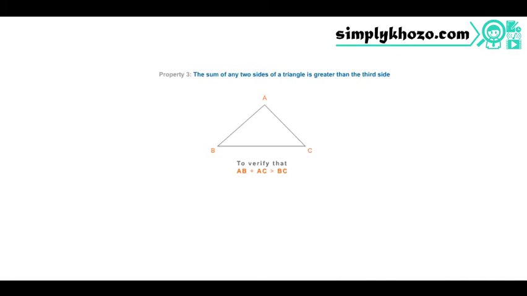The lengths of the three sides AB, AC and BC of a triangle ABC are 2.5 centimeters, 2.5 centimeters and 3.5 centimeters respectively. Since the lengths are given, we can verify the property as AB plus AC is equal to 2.5 plus 2.5, that is equal to 5 centimeters. The length of the side BC is equal to 3.5 centimeters. Therefore, the sum of the sides AB and AC is greater than BC. Similarly, we can consider any two sides of a triangle to arrive at this result.